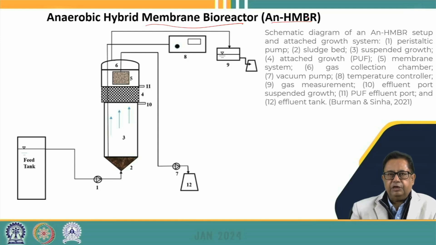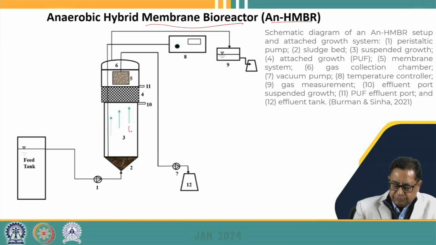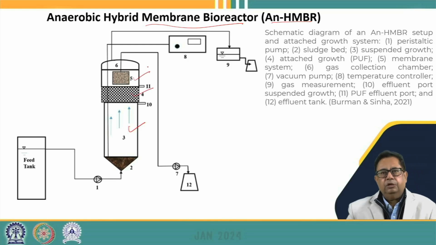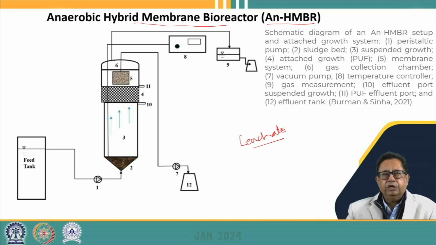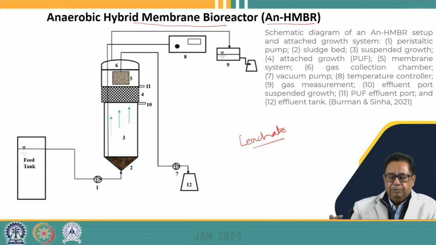This type of reactor can have suspended growth systems, attached growth systems, and the membrane also attached here, so that we can get a high quality effluent. This type of system has been applied for the treatment of synthetic leachate. Leachate is a liquid generated from the landfill site, which has a very low pH, very high COD values, and a lot of concentration of heavy metals in it. And such leachate can be treated easily by using a hybrid membrane bioreactor.